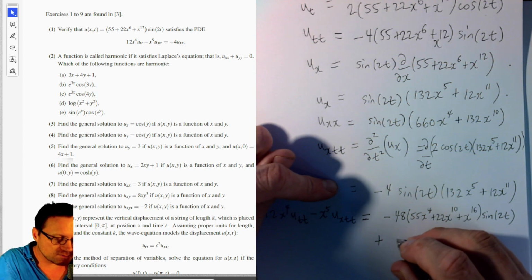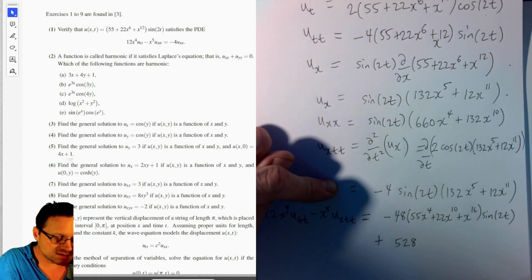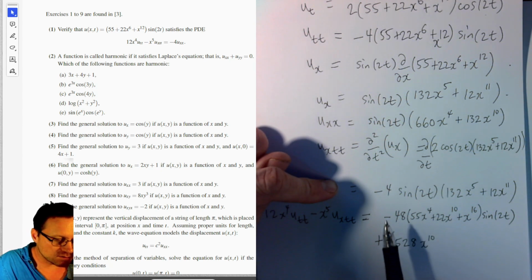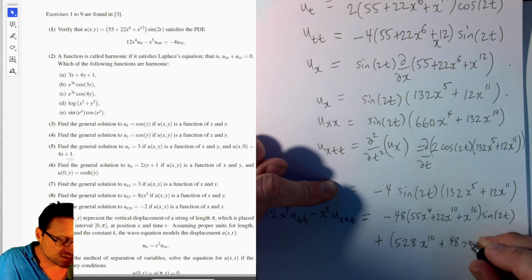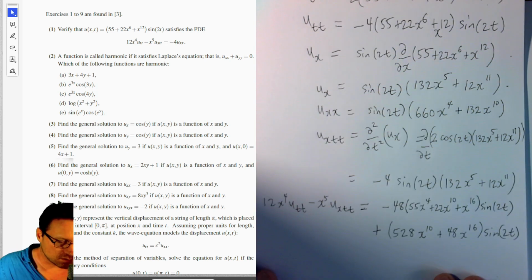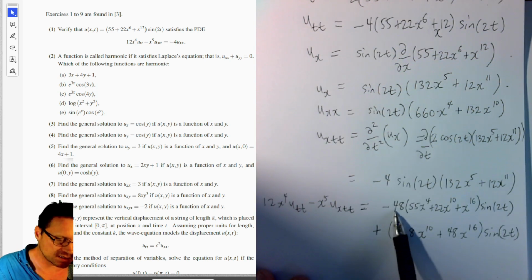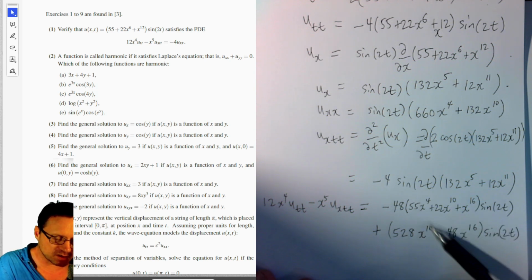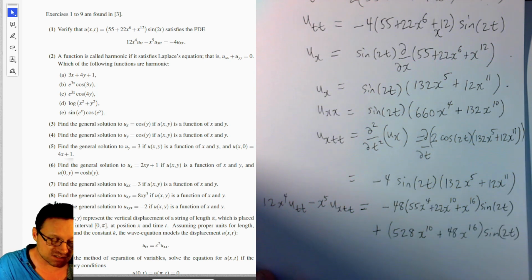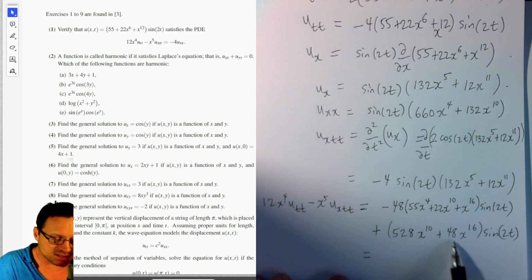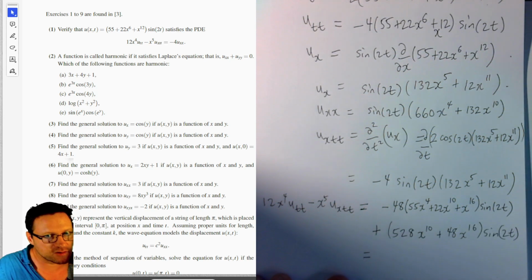Okay, so 528 x to the power of 10, and then 12 times 4, 48, x to the power of 11 plus 5 is 16, sine of 2t. Okay, so it remains to expand this minus 48 into this polynomial and then add these two polynomials, factoring out the sine of 2t. So doing that, minus 48 x to the 16th plus 48 x to the 16th, the two of those vanish.